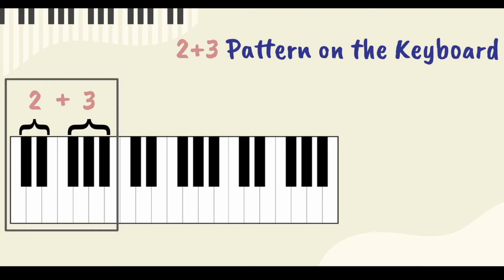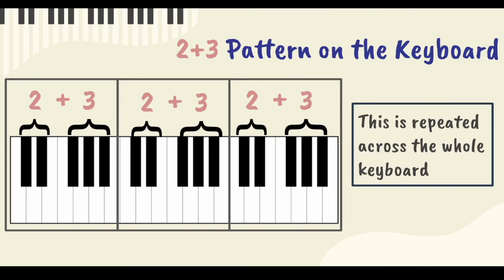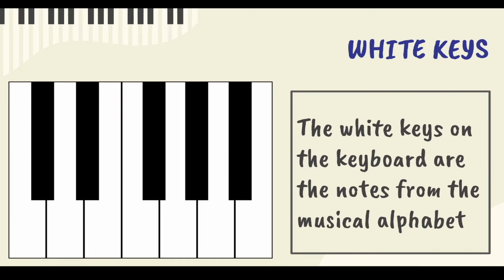So if we look at the black keys, we have this 2 black keys plus 3 black keys, right? And if we look at the rest of the keyboard, this is repeated across the whole keyboard. Okay, so this 2 plus 3 pattern is the first thing that we should know when we are looking at the keyboard. And just now we talked about the white and black keys.